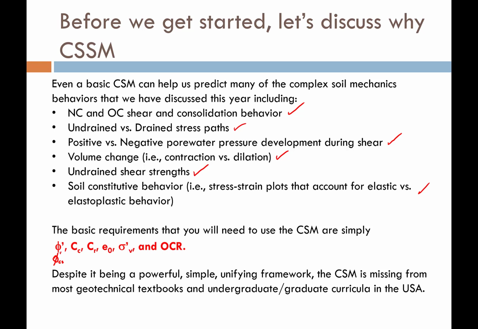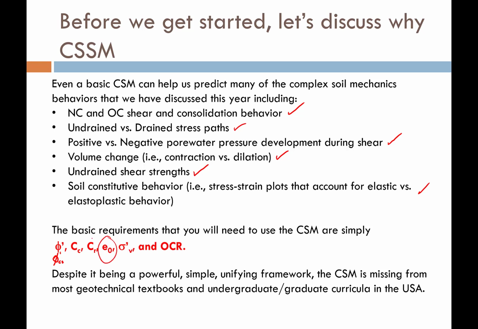It's often called the compression index of the soil. You have C sub R, also from the consolidation curve. That's the recompression index. That's the slope of the consolidation curve on the rebound portion of the curve in void ratio and log of stress space.